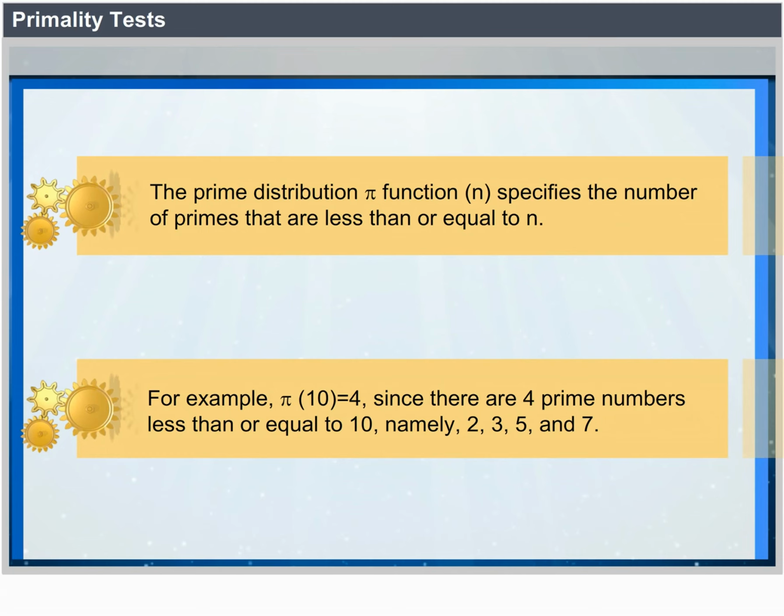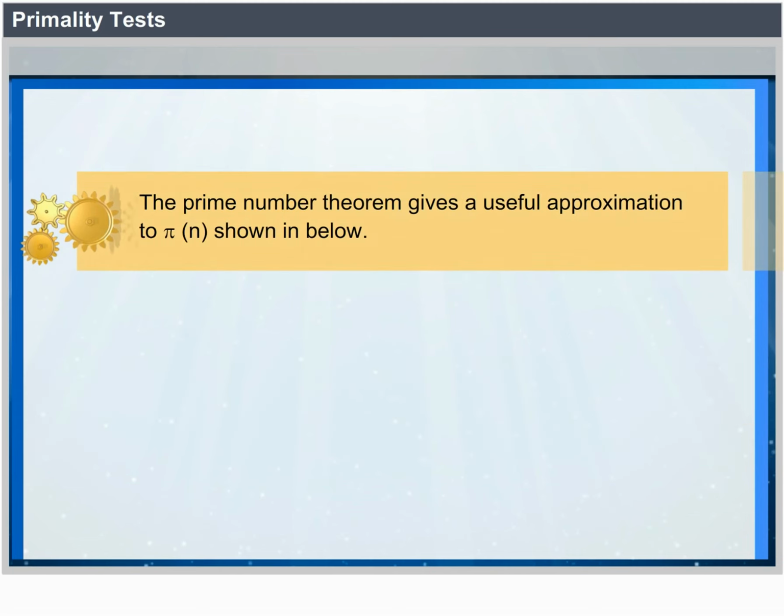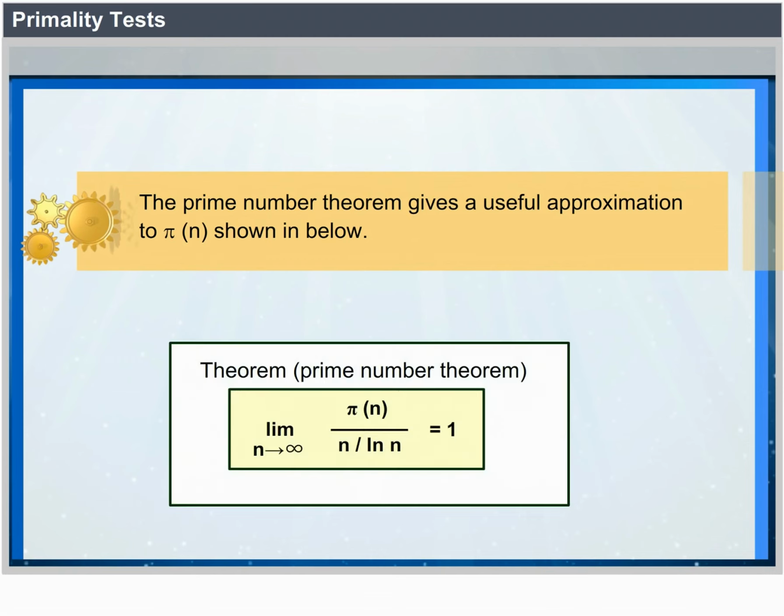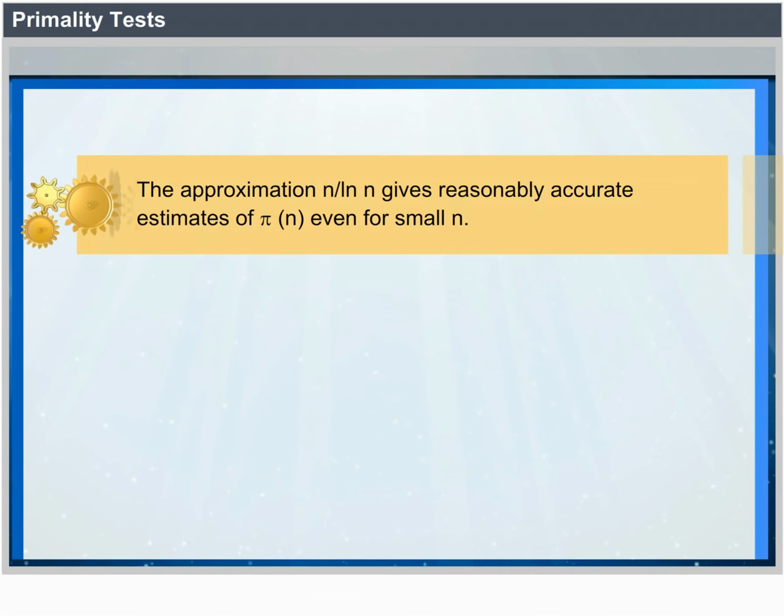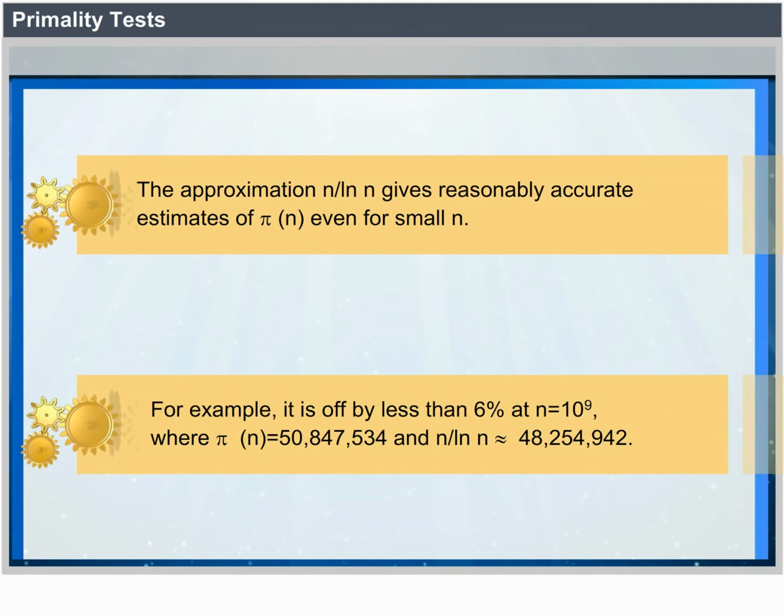The prime number theorem gives a useful approximation to π(n), shown below. The approximation n/ln n gives reasonably accurate estimates of π(n) even for small n. For example, it is off by less than 6% at n = 10^9, where π(n) = 50,847,534 and n/ln n is approximately 48,254,942.